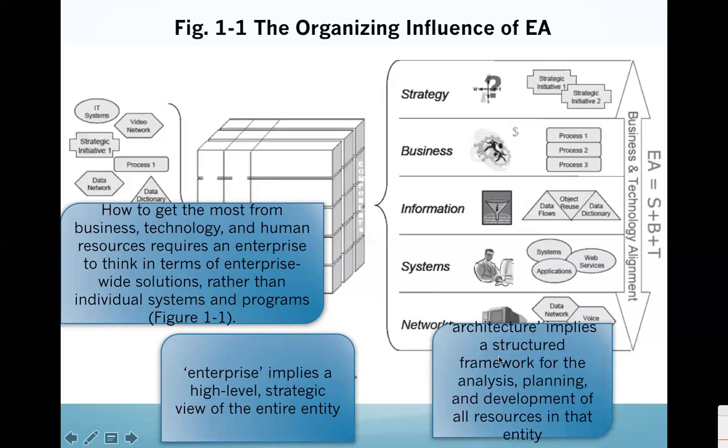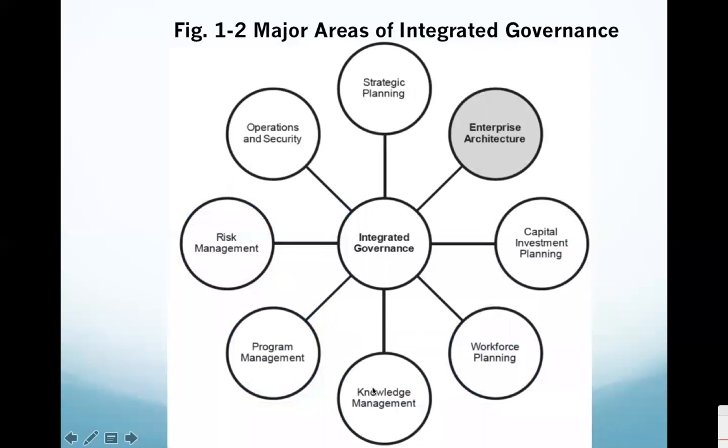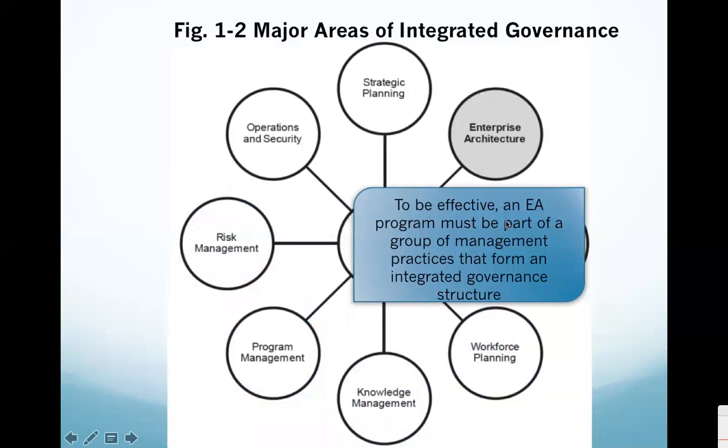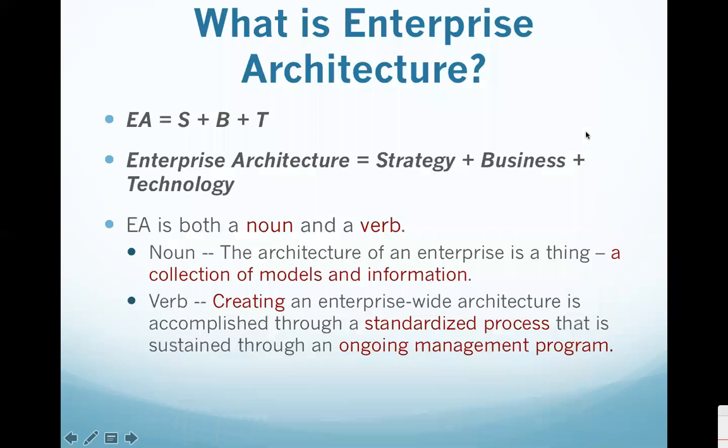Architecture implies a structured framework for the analysis, planning, and development of all the resources of an entity. Enterprise implies a high-level strategic view of the entire entity. Enterprise architecture is but one area of governance in an organization. To be effective, an EA program must be part of a group of management practices that form an integrated governance structure. So we have risk management, we have program management, knowledge management, we have enterprise architecture as well.